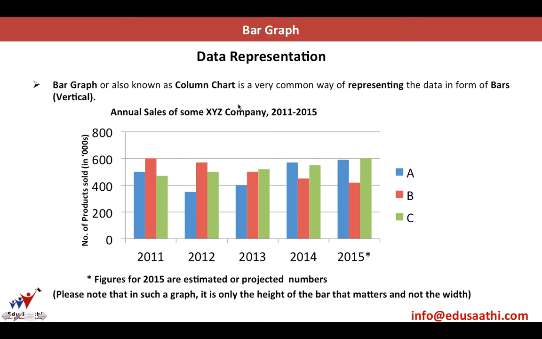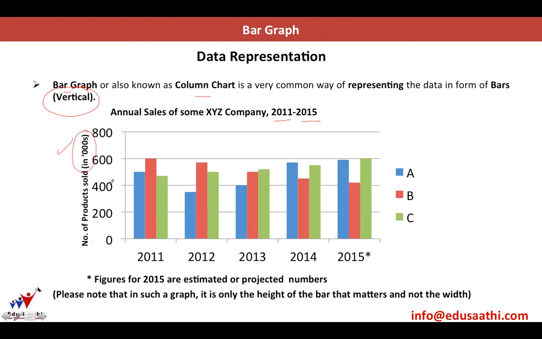Data representation. So how do we represent data in bar graphs? Bar graphs are also known as a column chart and are a very common way of representing data in the form of bars. Bars are generally vertical. So let's look at this sample depiction here. Annual sales of some XYZ company are shown from the year 2011 to 2015. So let's see what the y-axis says here. Number of products sold in thousands.